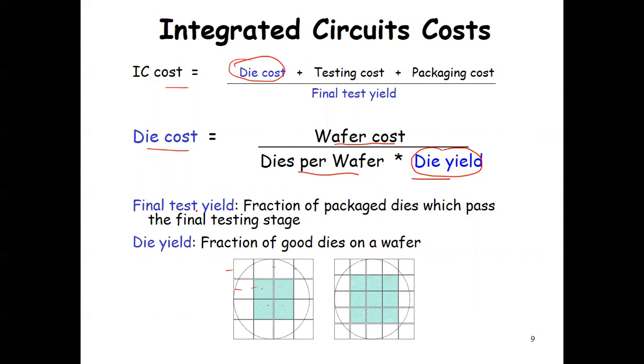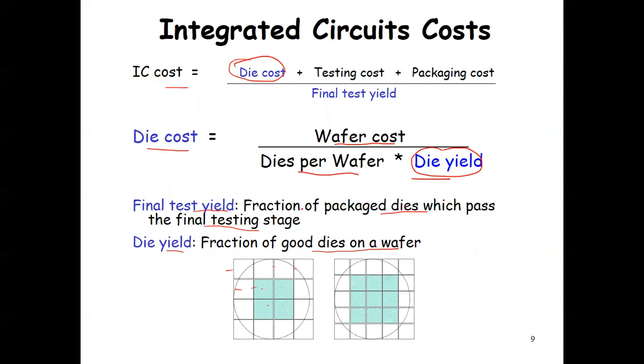So what is final test yield? Final test yield is the fraction of packaged dies which pass the final testing stage, right? And die yield is the fraction of good dies on a wafer. That is what is called die yield.